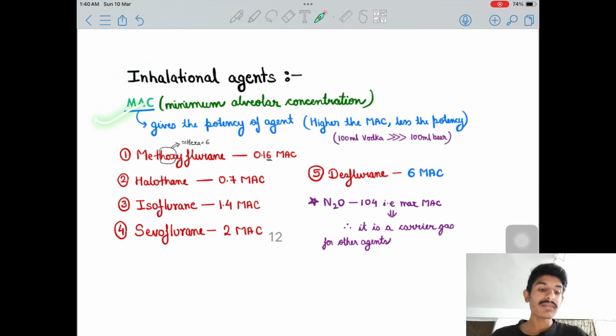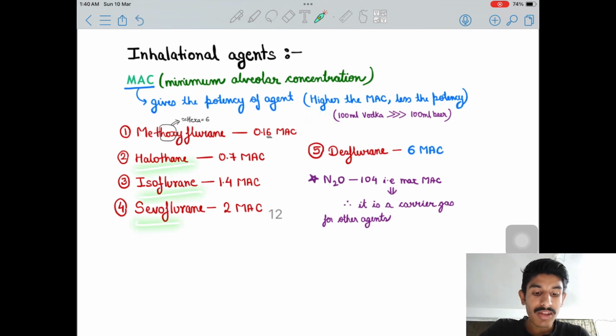So what is MAC? MAC is minimum alveolar concentration. It gives the potency of the agent. Higher the MAC, less the potency. For example, 100 ml of beer will give you a kick, but if you take 100 ml of vodka, it will give you more kick. Like in 100 ml of beer, nothing will happen to some people who always drink. But if a person takes 100 ml of vodka, he will get a kick and he will be in the next world. So like this, higher the MAC, less the potency. This is just an example. Do not drink alcohol.